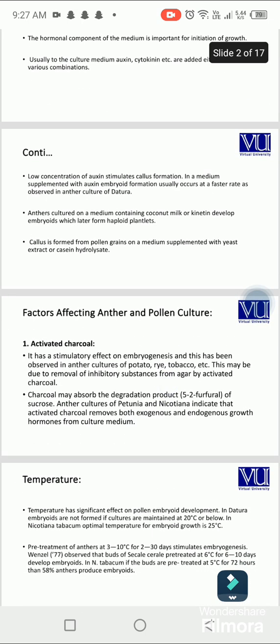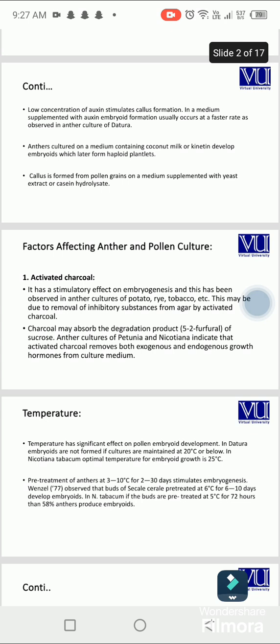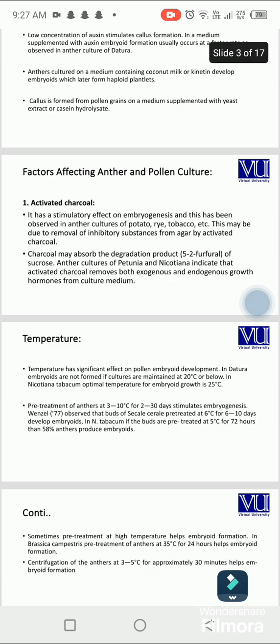Low concentration of auxin stimulates callus formation in a medium supplemented with auxin. Embryoid formation usually occurs at a faster rate, as observed in anther culture of Datura. Anthers cultured on a medium containing coconut milk or kinetin develop embryoids which later form haploid plantlets. Callus is formed from pollen grains on a medium supplemented with yeast extract or casein hydrolysate.